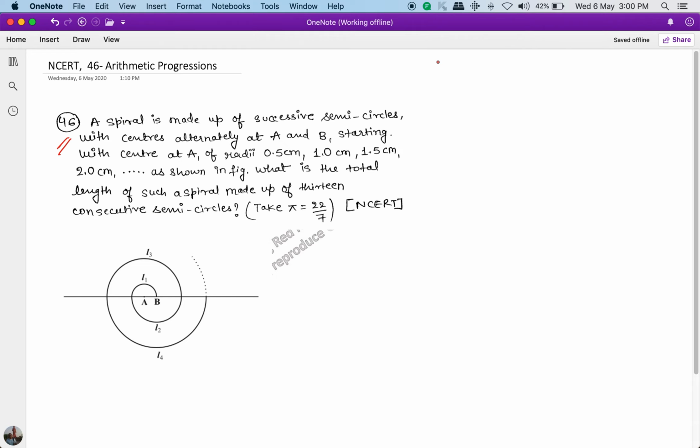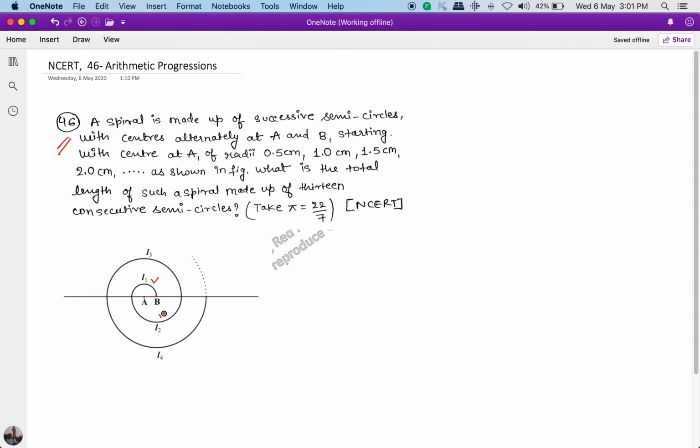Let us look at this question. This question says that a spiral is made up of successive semicircles, which is indicated here. Successive semicircles whose centers are alternately at A and B. So this is the center, the next time B is the center, the next time A is the center, and so on. And the radius of the first semicircle, that is L1, is half.